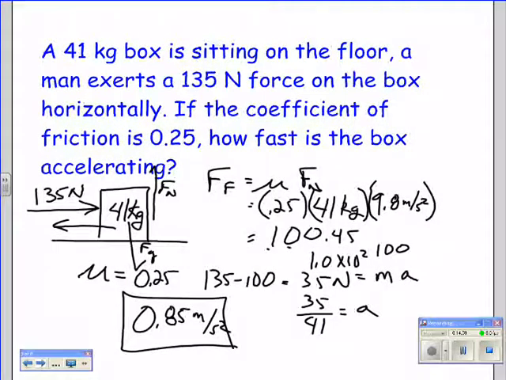Any questions on that one? So we had to deal with friction. We had to deal with the net force. Well, let's take this problem, change it a little bit.